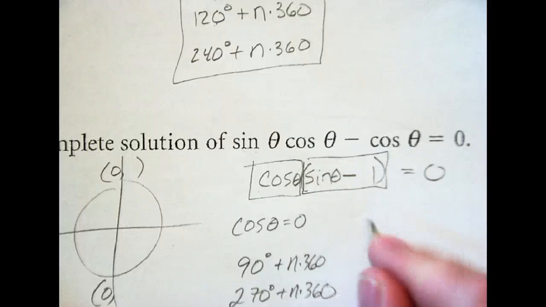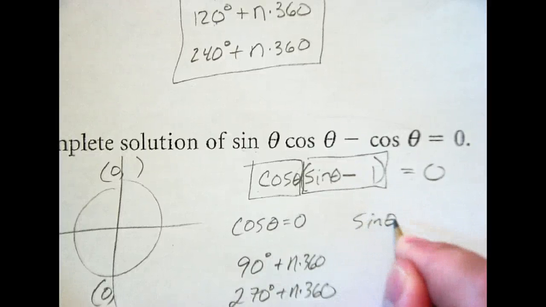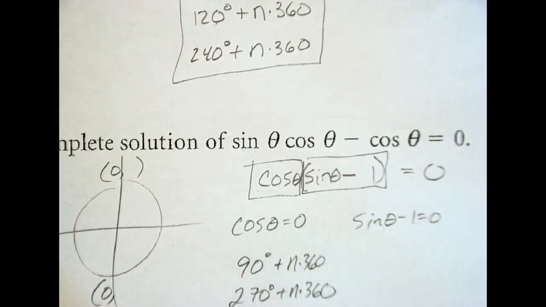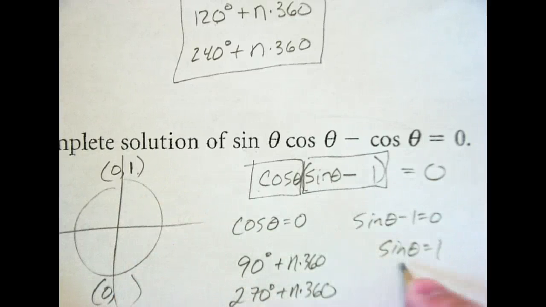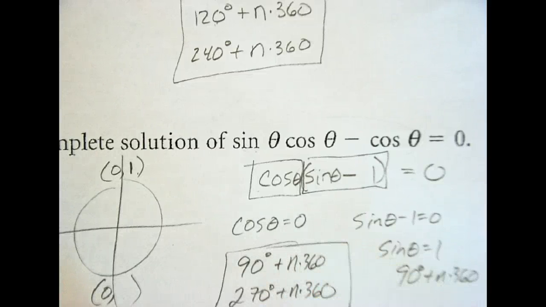And then, when does sine theta minus 1 equal 0? Well, we have to get sine theta by itself first, so we add 1 to both sides. Sine theta is equal to 1, and that happens at 90. It doesn't happen at 270. That's negative. So this one just happens at 90. Do we have to write that answer twice? It already happened here. No. Those are our answers.